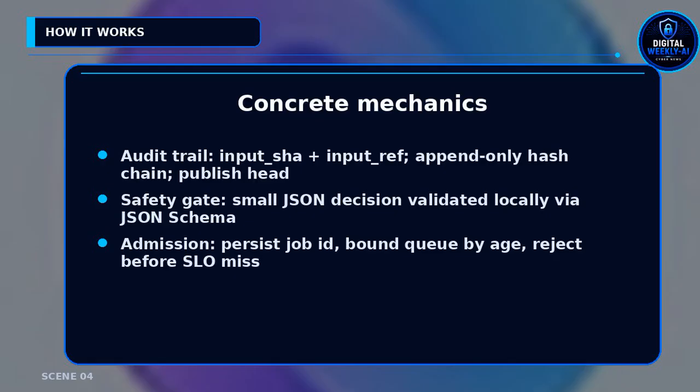Image APIs front the renderer with a safety gate that returns a small JSON decision. Validate the model response locally with JSON Schema. Persist a stable job ID before rendering and bound admission by QAge. CI/CD agents, inline comments, human required, no merge authority.